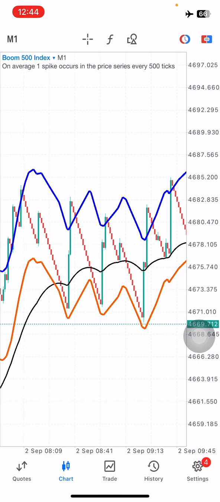So for a boom, you are actually selling. For a crash, you are actually buying. You're trading against the spikes. So that's the thing. It's a scalping method that can yield you some money, but backtest it on your demo account.